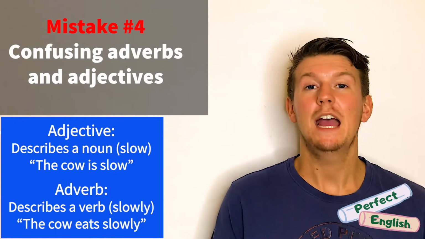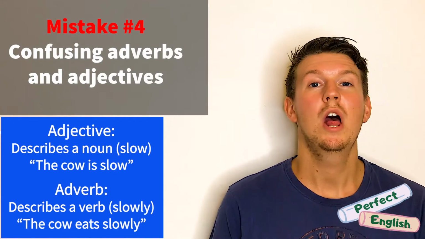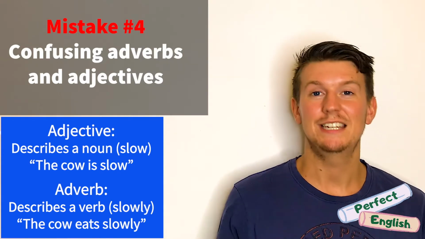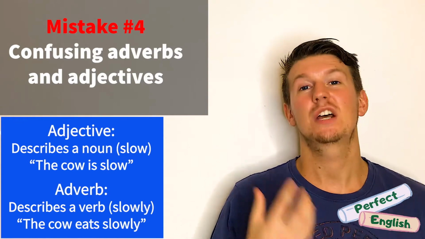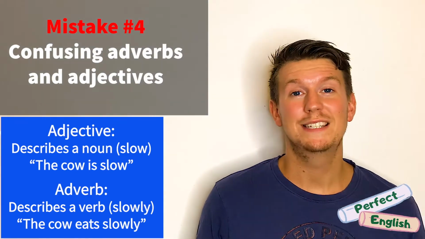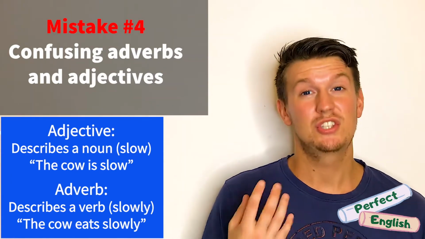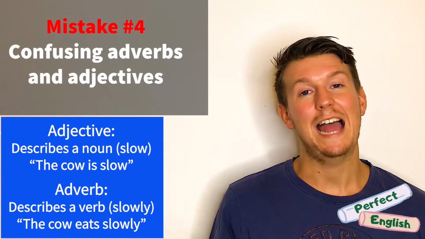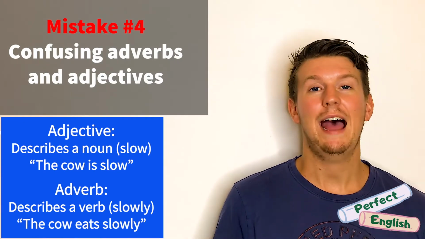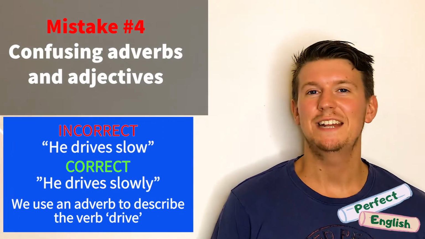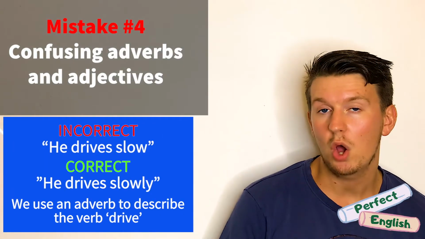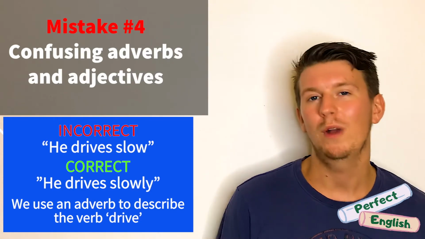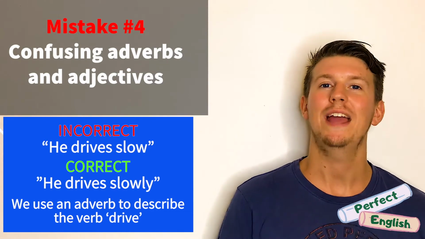So let's take a look at the adjective "slow" and the adverb "slowly." If we were to say "the cow is slow," the noun, the cow, we are describing the noun, so we use an adjective, slow. The cow is slow. However, if we were to say "the cow eats slowly," we are describing the eating, so we use the adverb slowly. The cow eats slowly. So instead of saying things like "he drives slow," we say "he drives slowly." He runs fast, he runs quickly. Like I said, some are irregular.